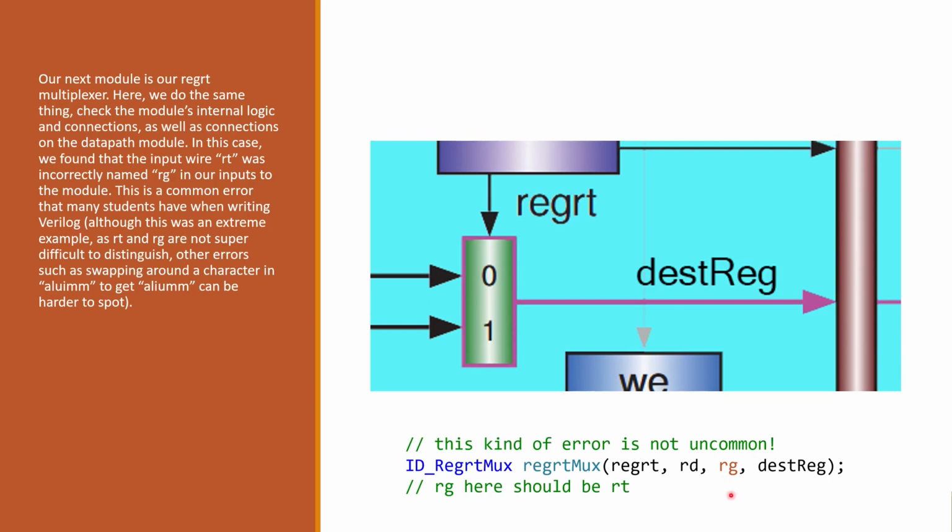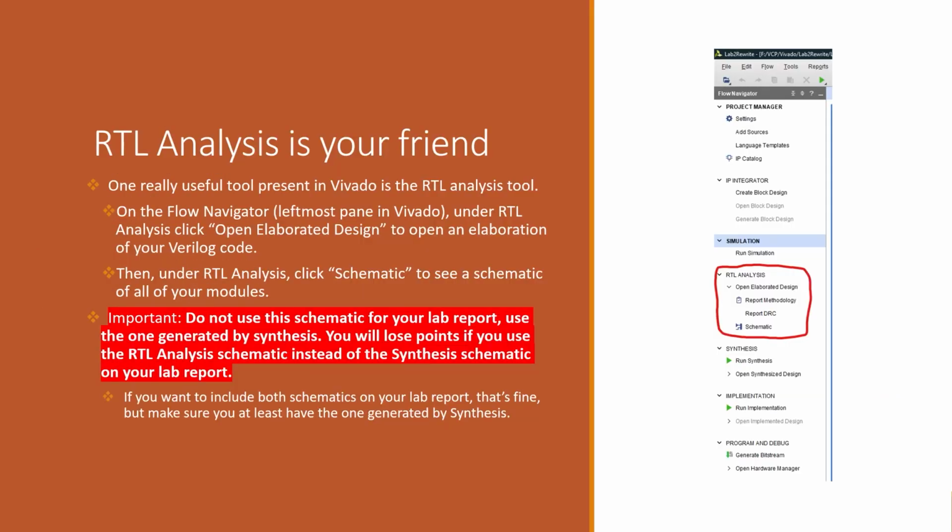This is a common error that many students have when they're writing the Verilog code, although usually it's not an example where instead of RT they type RG. Usually it's something along the lines of they swapped around a character in ALU immediate, so instead of ALU IMM, here they have ALI UMM, and then those differ from places to places in their code, and then that causes high impedance states.